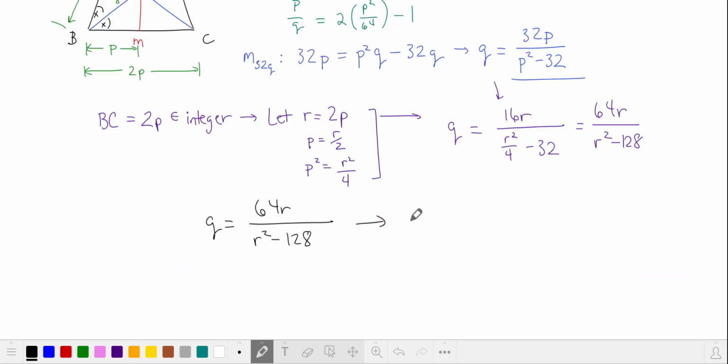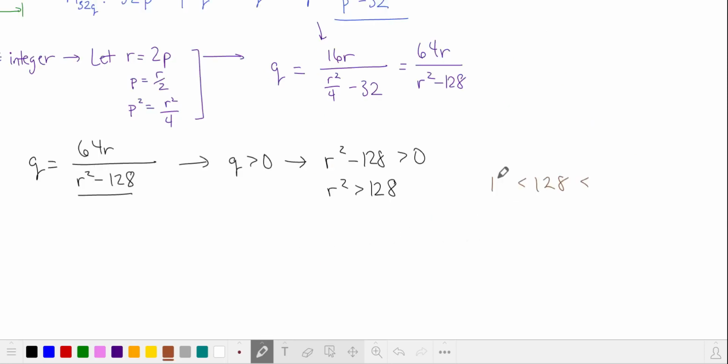Q is a side length of our triangle, so it must be positive. This means our denominator must be positive. 128 is between these consecutive squares, which means that R is greater than or equal to 12.